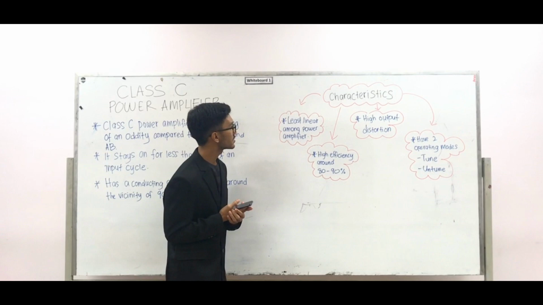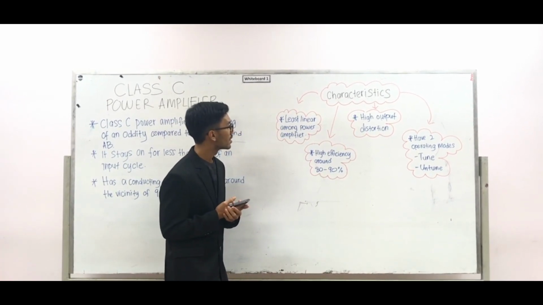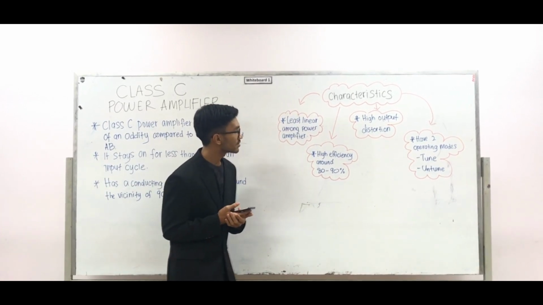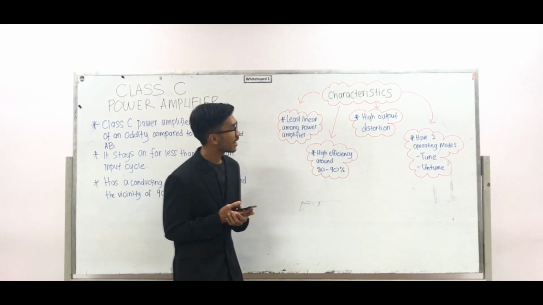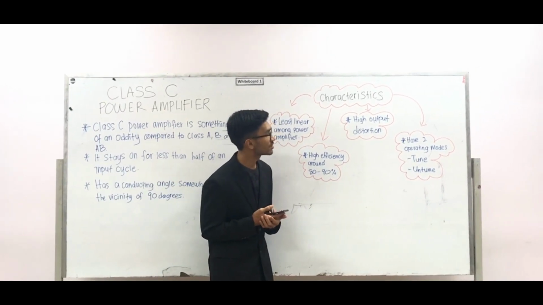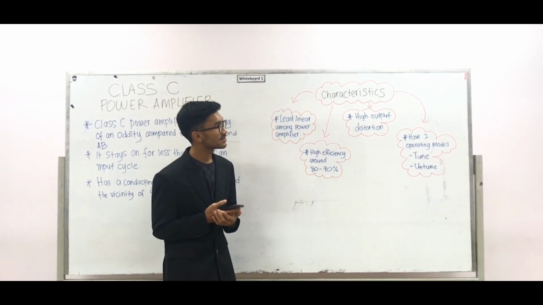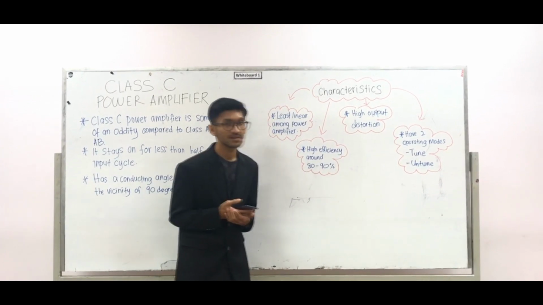The first characteristic is that it is the least linear among power amplifiers. It also has a high efficiency, around 80 to 90%. It has high output distortion compared to other power amplifiers. And last, it has two operating modes, which are tuned and untuned.